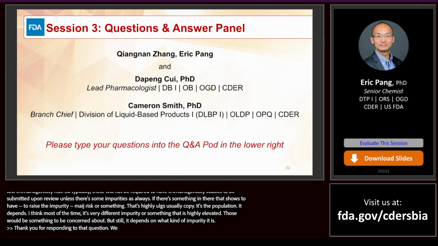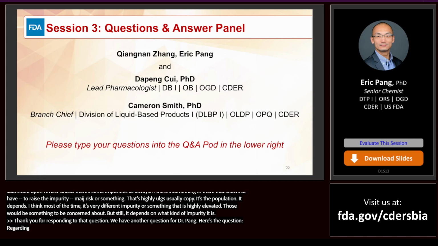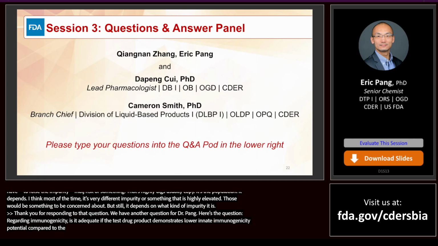We have another question for Dr. Pang. And here's the question. Regarding innate immunogenicity, is it adequate if the test drug product demonstrates lower innate immunogenicity potential compared to the reference listed drug, or should it demonstrate equivalence with the RLD?